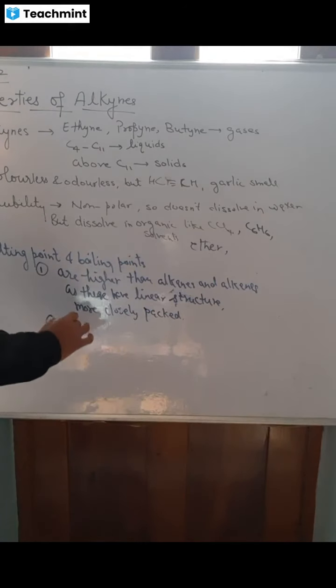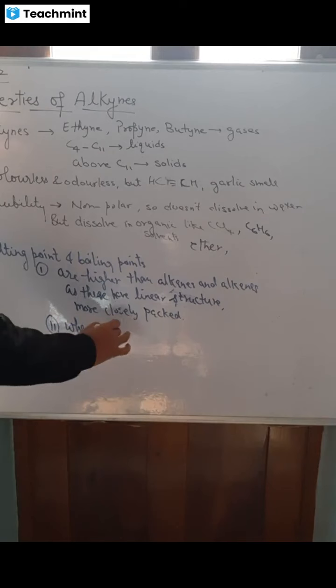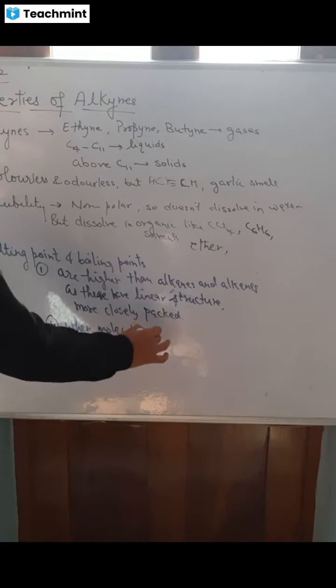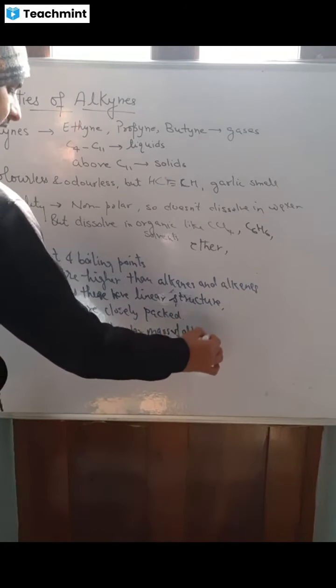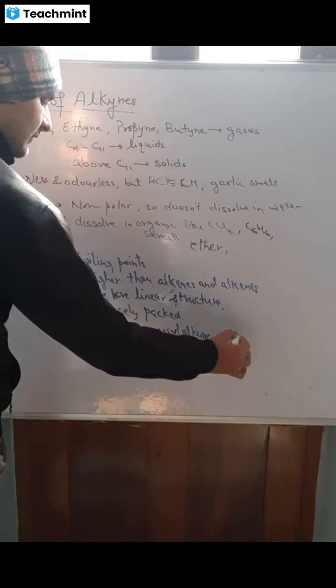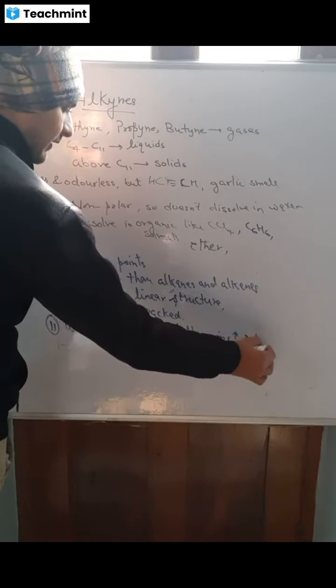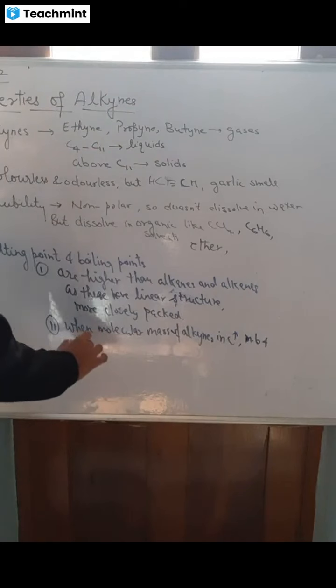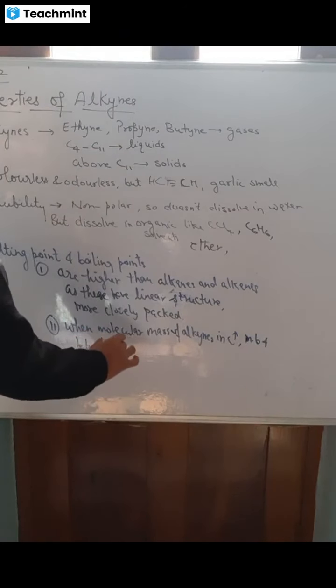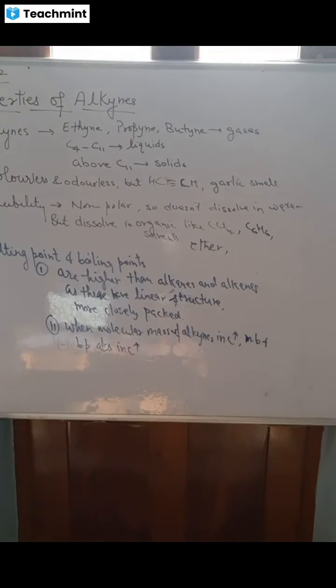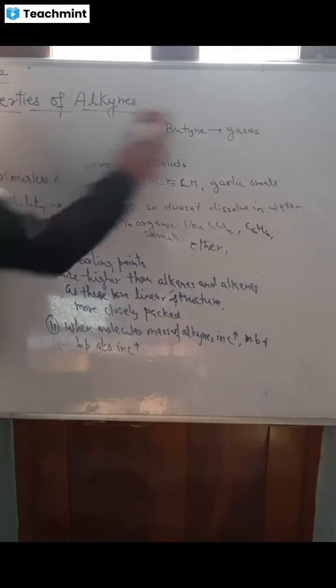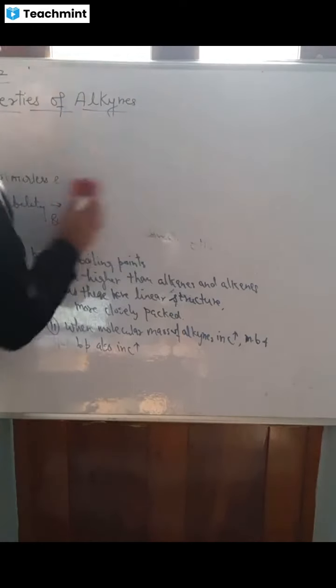Second point, when the molecular mass of alkynes increases, the melting and boiling points also increase. On increasing the molecular mass, increasing the number of carbon atoms, the CH2 groups, the melting and boiling point also increases. These are the physical properties of alkynes.